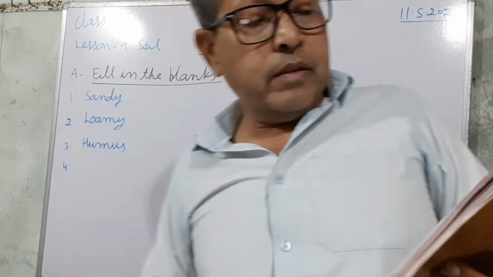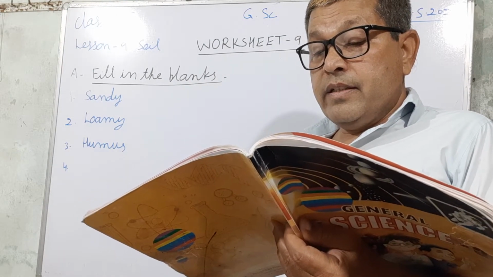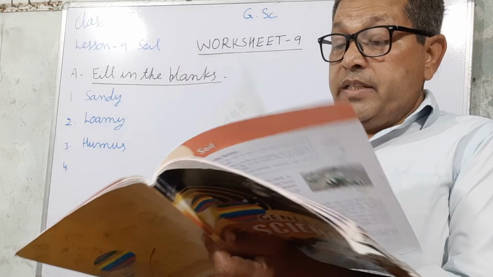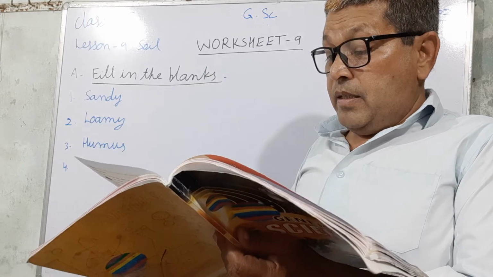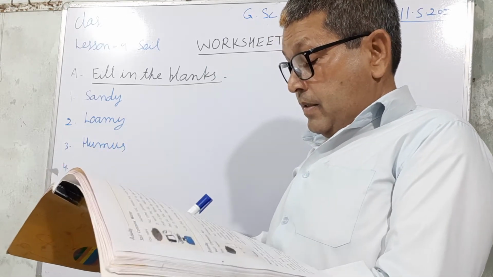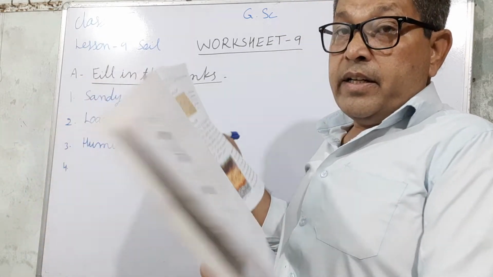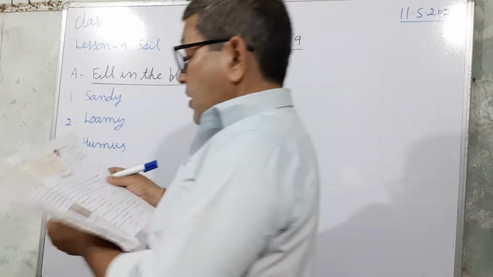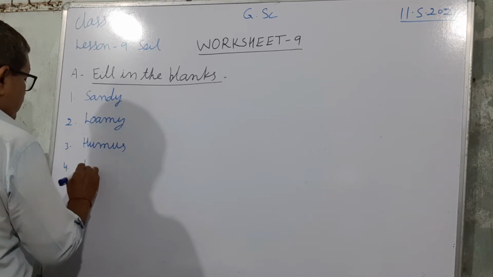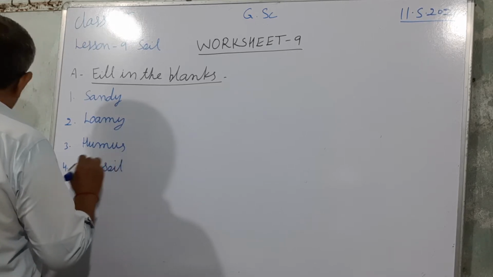Now fourth, plants mostly grow in the top soil. Having seen the soil profile, desert plants mostly grow in the top soil. So fourth, you have to fill top soil.